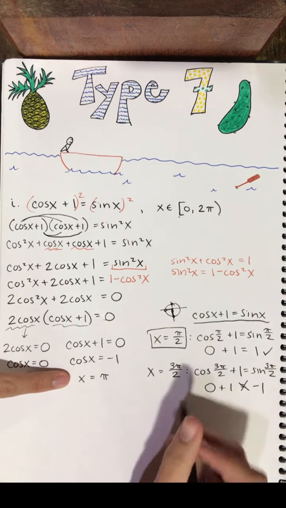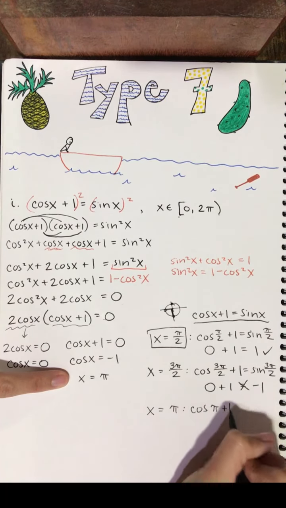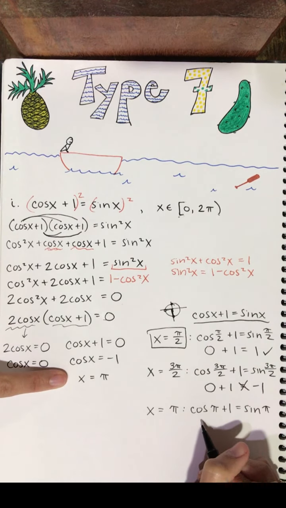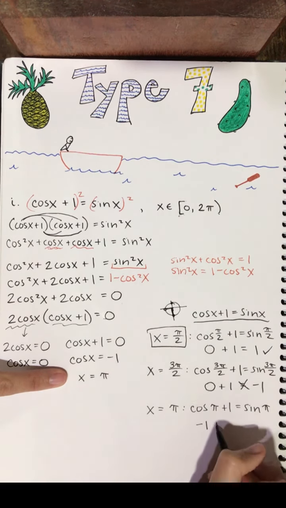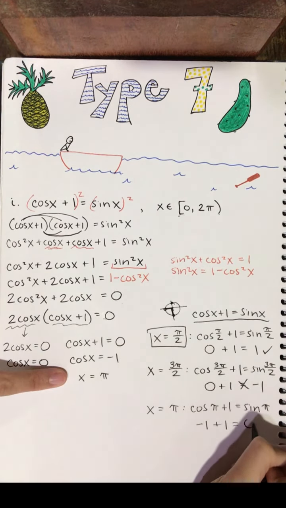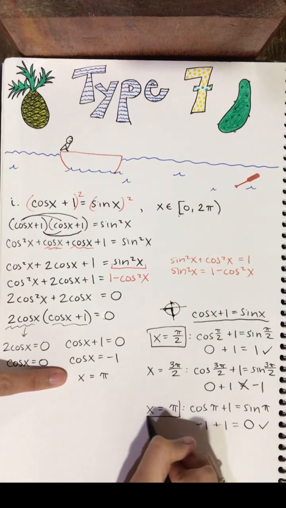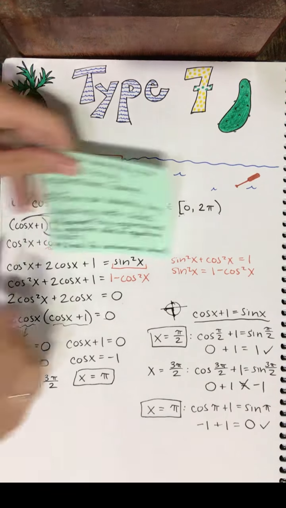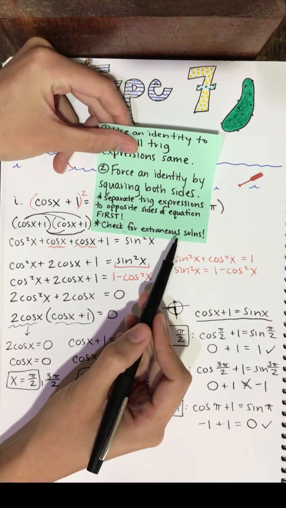Lastly, we're going to check x equals pi. Plug it in: cosine of pi plus 1 is equal to sine of pi. Y'all getting hungry with all the pi? Cosine of pi is -1. We're going -1 on our x-axis, plus 1. And sine of pi, since we're not moving along our y-axis, sine of pi would be 0. -1 plus 1 is 0. That is indeed equal to 0. So that is a true, valid solution. Okay? So anytime you square both sides, you've got to check for extraneous solutions. You've got to plug it back in to make sure you did it all correct.